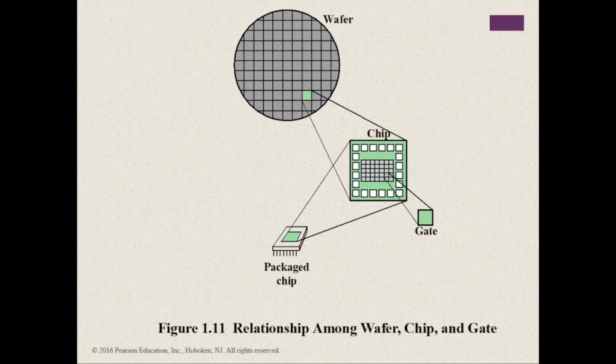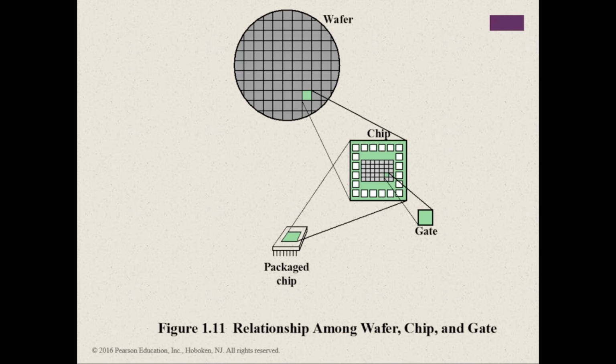With figure 1.11, we can see the relationship among the wafer, the chip, and the gate. This is the gate. And then this is the packaged chip, in which the green part is the chip that contains a processor. And on this processor, we have gates.